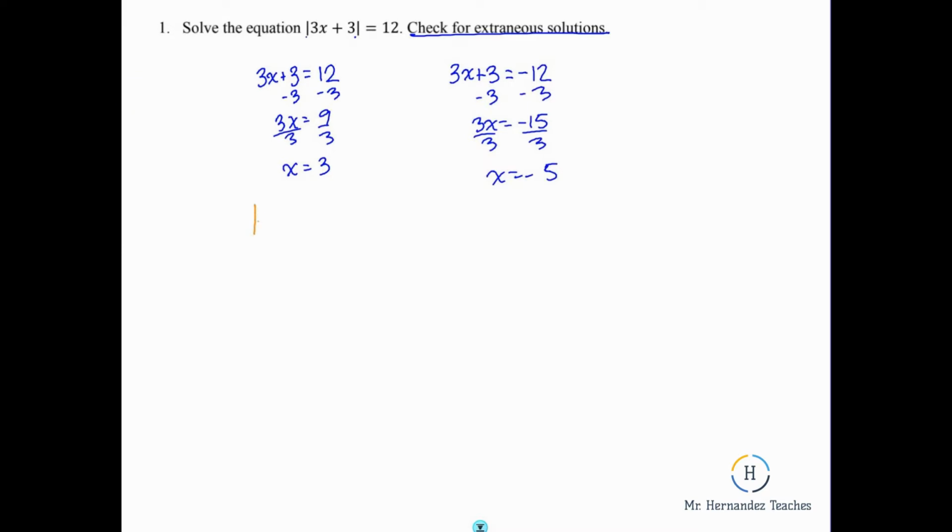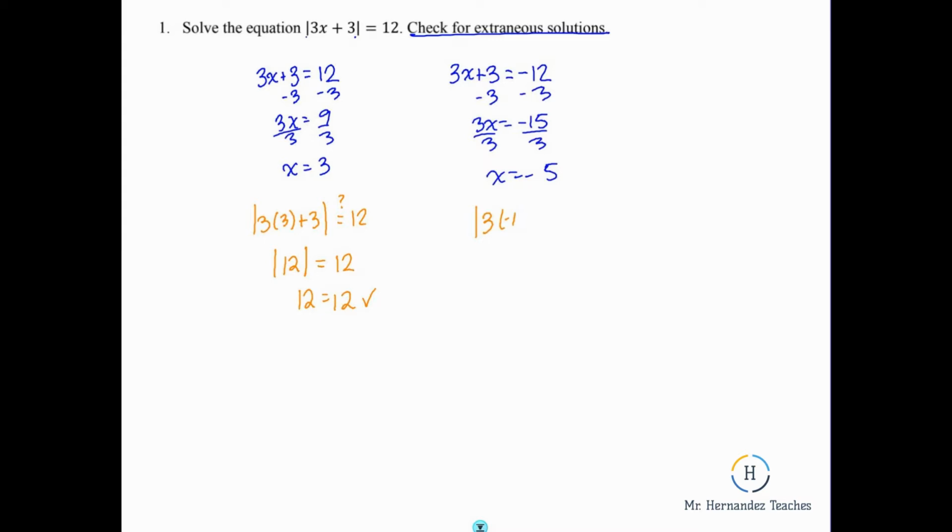So does the absolute value of 3 times 3 plus 3 equal 12? Well, we get the absolute value of 12 equal to 12, and we do get 12 equal to 12. So that one checks out. That one's okay. Now let's check out the negative 5 answer. The absolute value of 3 times negative 5, whoops, not negative 15.